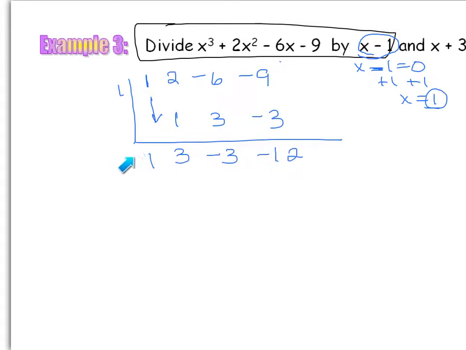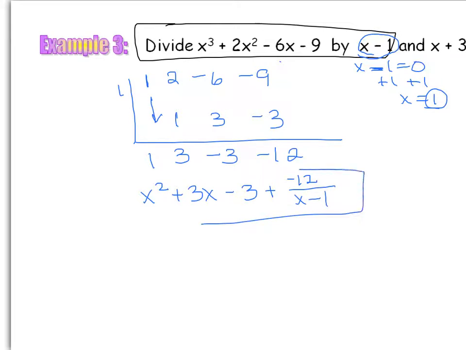So these are the coefficients of the new polynomial. So I'm going to start with the 1. So that's going to give me 1x squared. Then the 3 is going to give me plus 3x. And then the negative 3 would be the constant. So it's just 1 less than what the problem had before. Up here it had x cubed. Now we have an x squared. And then the 3. And then the negative 3. And then this is the remainder. So then we do a plus, and we do negative 12, and we do a fraction bar. And we copy down the binomial that we had from the beginning, x minus 1. And that's our answer.